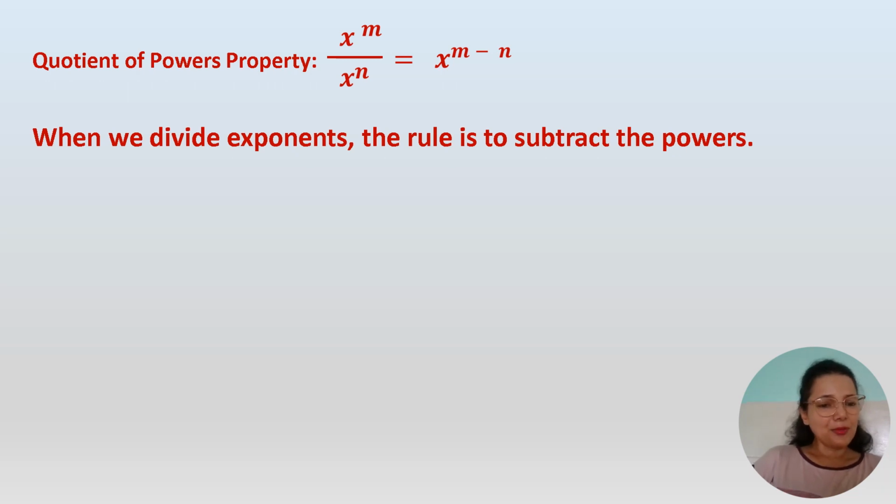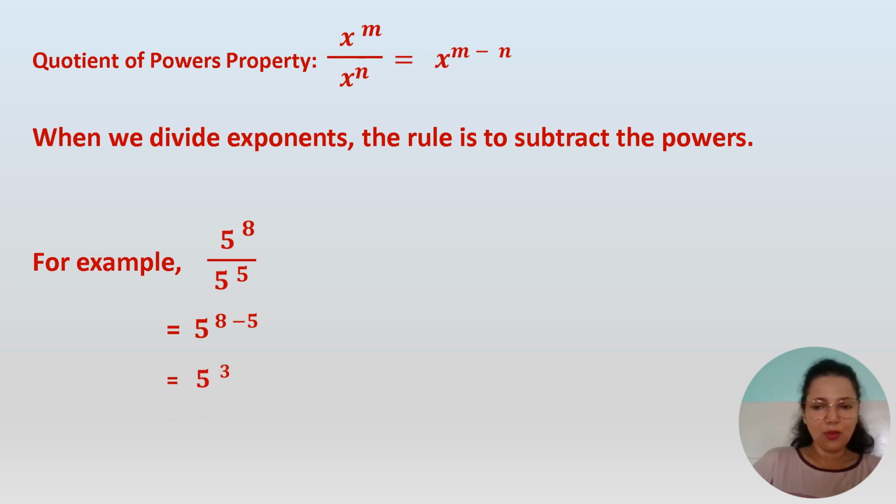Right. Now, let's do an example. If I have 5 to the power 8 divided by 5 to the power 5. Now, what happens here is that we say 5 to the power 8 minus 5, and that is so simple now. It is 5 to the power 3. So we are multiplying 5 three times. Right. So we say 5 times 5 times 5, and that gives you an answer of 125.